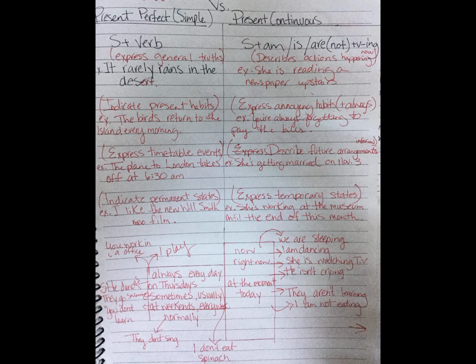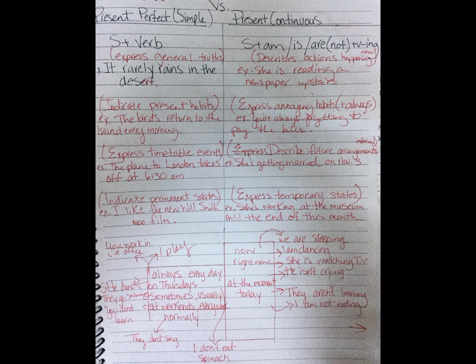The present continuous describes actions happening now and continuing. She is reading a newspaper upstairs, so it's happening now, and she's still reading, so it's continuing. That's why it's called present continuous. Present continuous also expresses annoying habits, like always. When we add always: you're always forgetting to pay the bills. That's a habit, something you can always do, that may be annoying to some people.